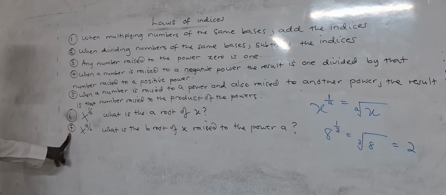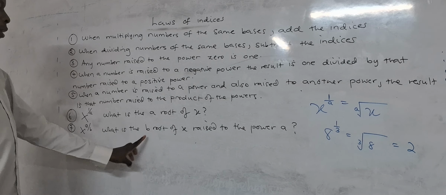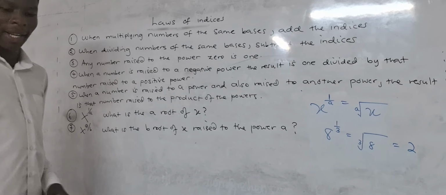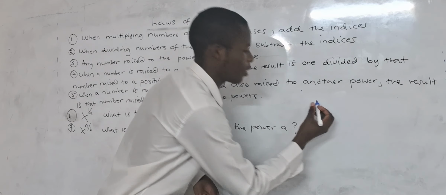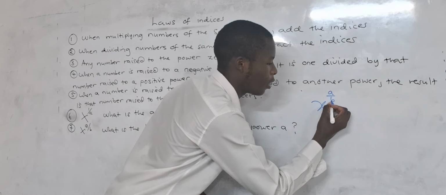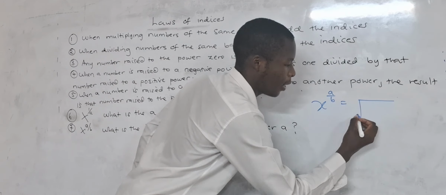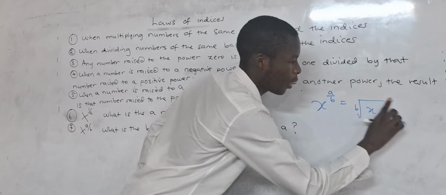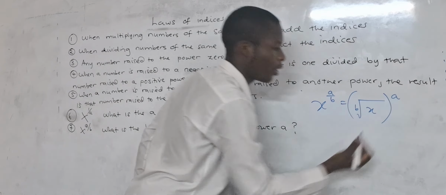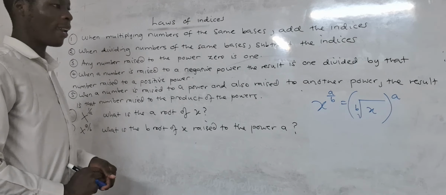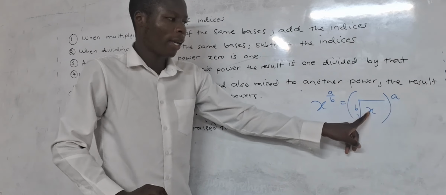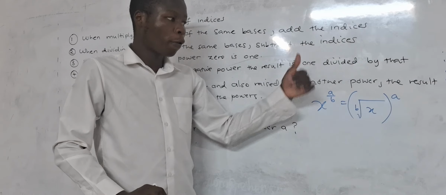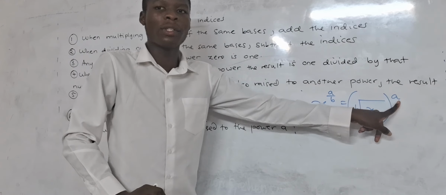Okay, let's move on to law number 7. x to the power a divided by b is the b-th root of x raised to the power a. You are supposed to find the number which multiplies itself b times and gives you x. If you find that number, you raise it to the power a.